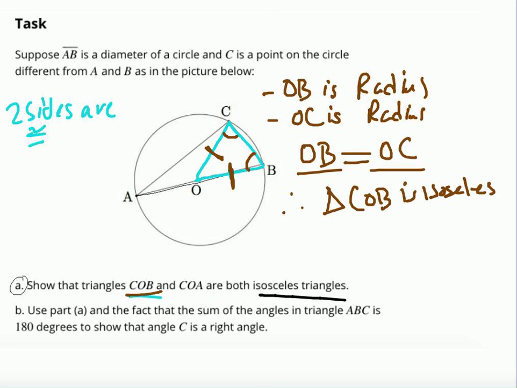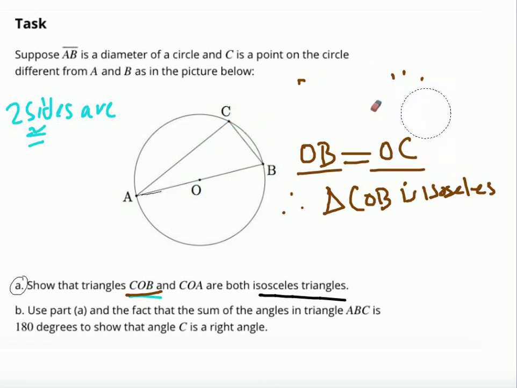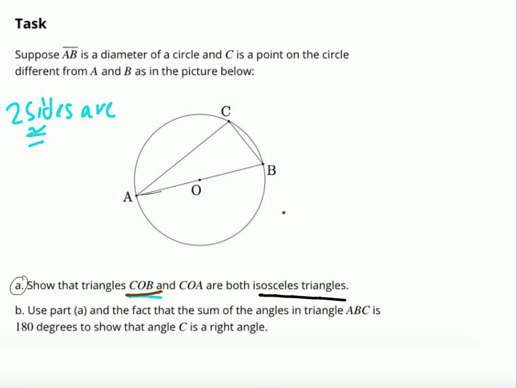All right, so if you need to write it down, go ahead. You can pause, and then let's move to COA right now. For COA, let's draw it first. We have C, O, and A, so I have to connect these three points to get the triangle COA. There we go.